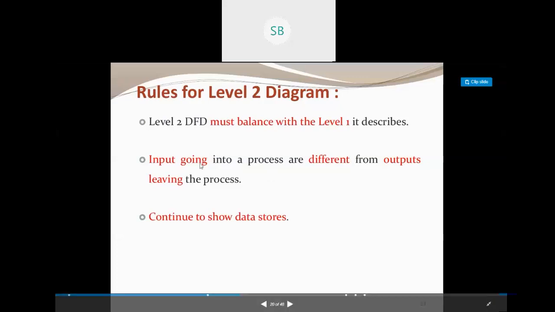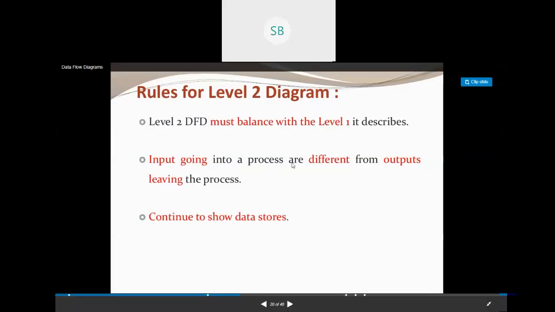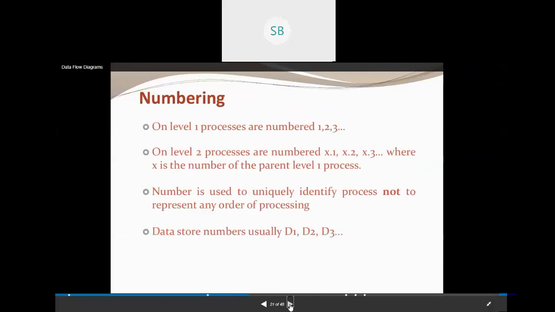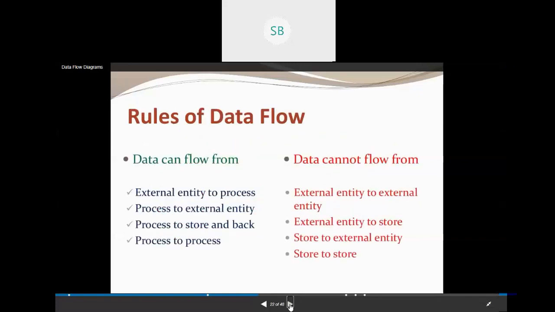Next, the same thing applies to inputs going into a process; we break those down. As I told you, numbering is just to indicate the level, and it does not mean anything like a processing order. We can number in any order.